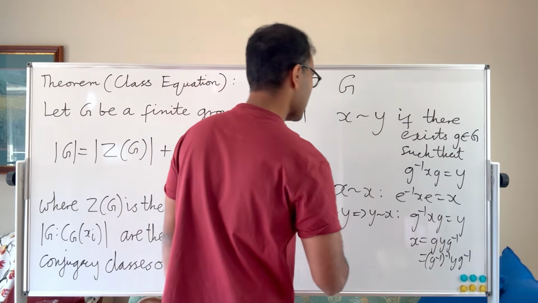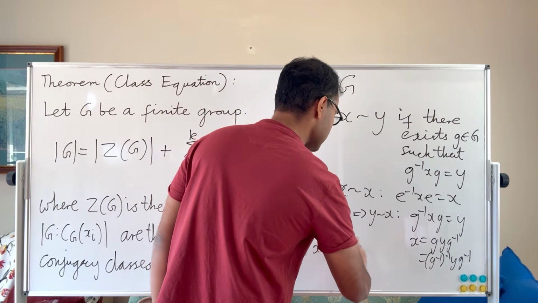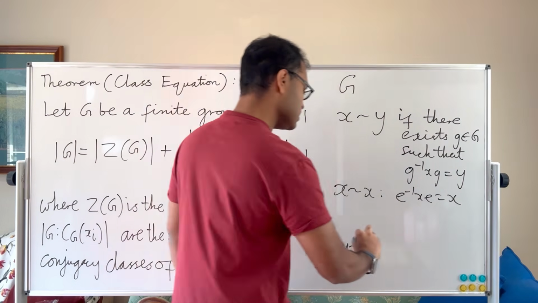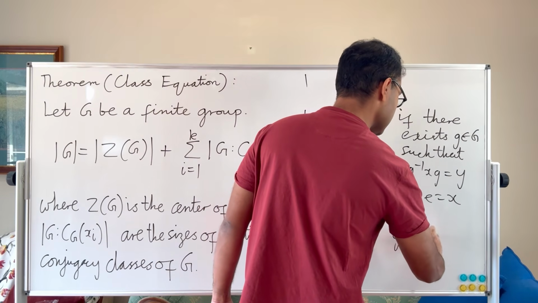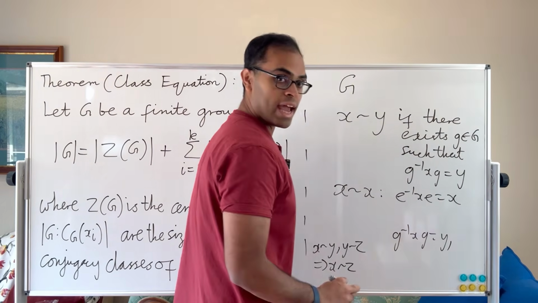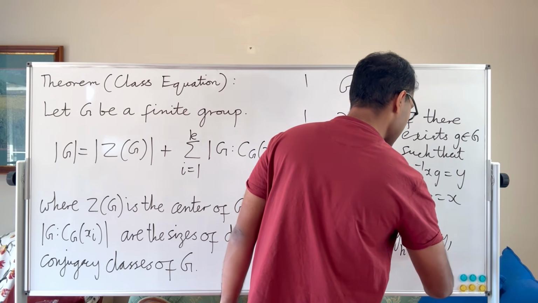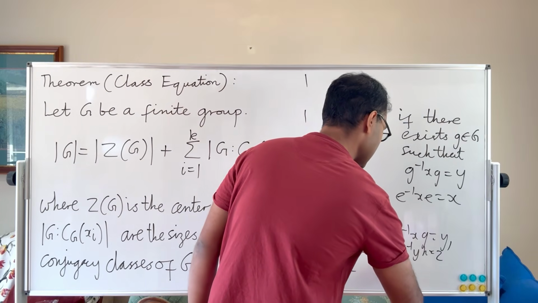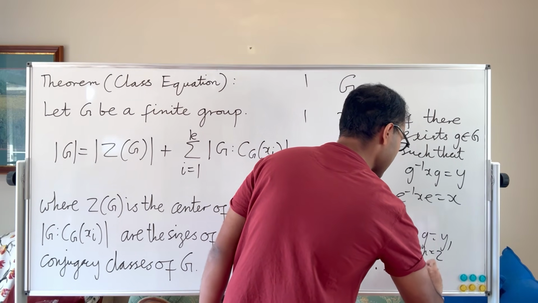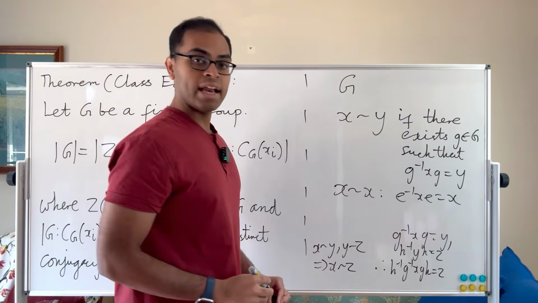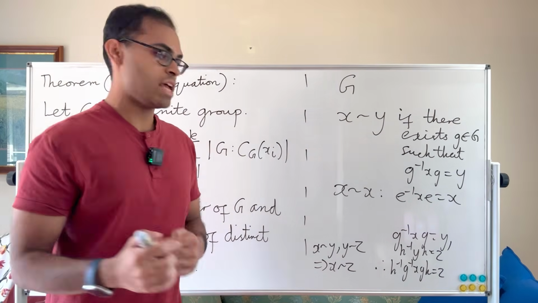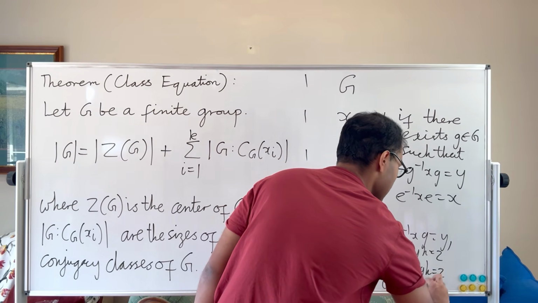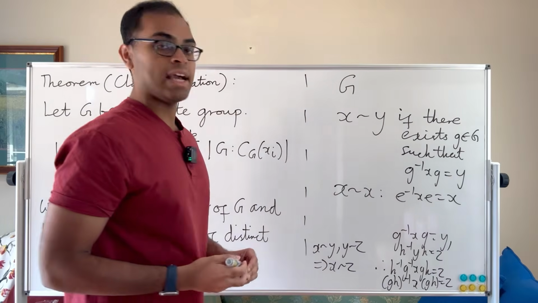And finally, the last step: if X is equivalent to Y and Y is equivalent to Z, it implies that X is equivalent to Z. Why is that? If X is equivalent to Y, then g inverse X g is equal to Y. Y is equivalent to Z means that h inverse Y h is equal to Z. Now if we plug in Y as g inverse X g, we get that h inverse g inverse X g h is equal to Z. And h inverse g inverse is just the inverse of g h. So the inverse of g h, times X, times g h, is equal to Z, which means that X is equivalent to Z.